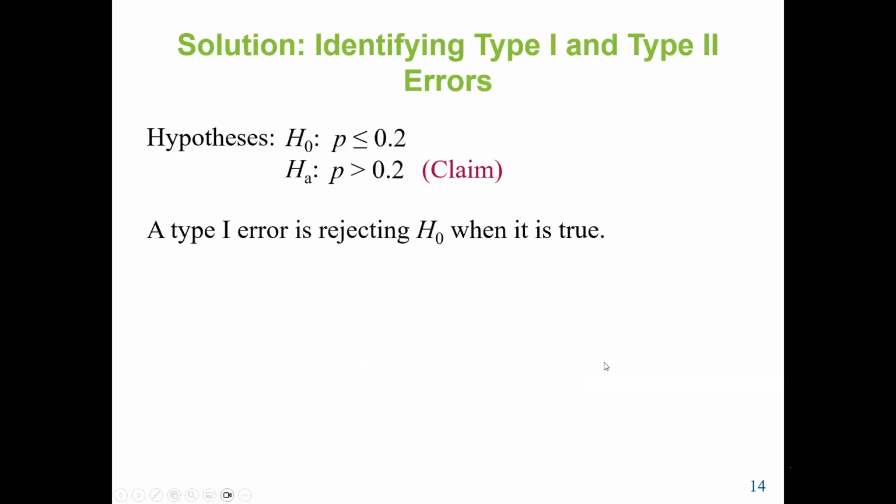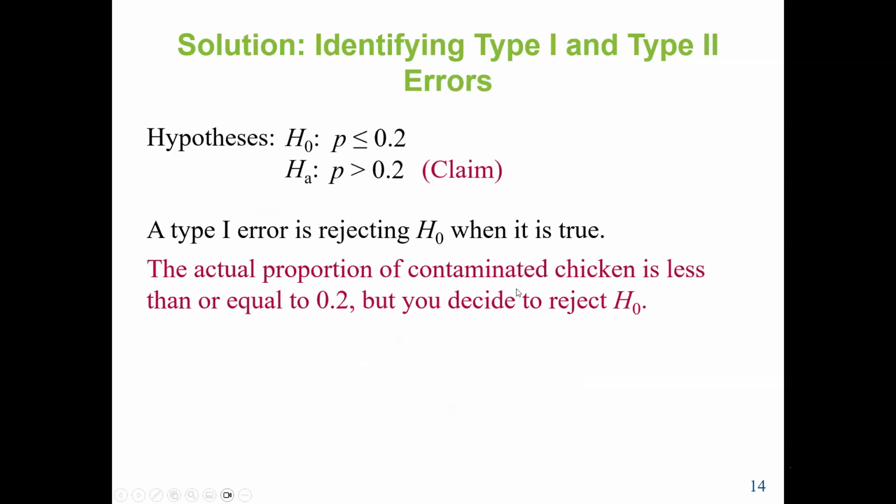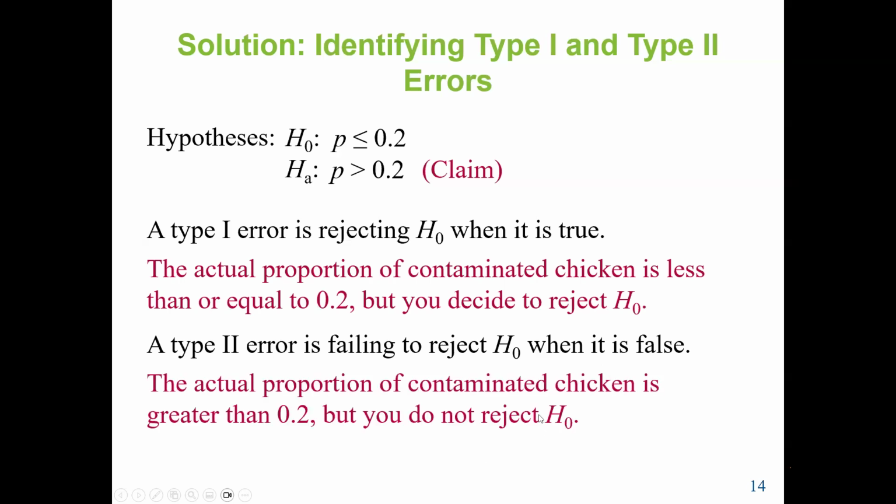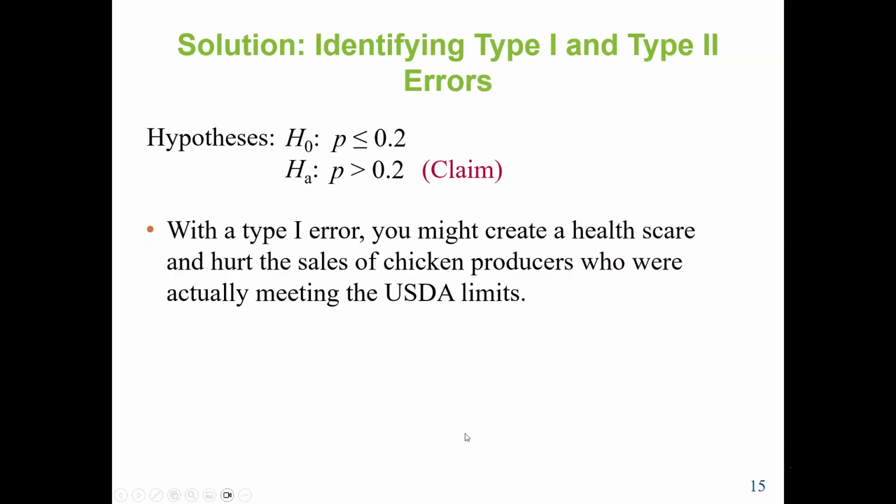And type 1 error is rejecting H0 when it's true. The actual proportion of contaminated chicken is less than or equal to 0.2, but you decided to reject H0. But type 2 is failing to reject H0 when it is false. The actual proportion of contaminated chicken is greater than 0.2, but you do not reject H0. So let's see the final result. With type 1 error, you might create a health scare. And also you may hurt the sales of chicken producers who were actually meeting the USDA limit, but you say it's not good.